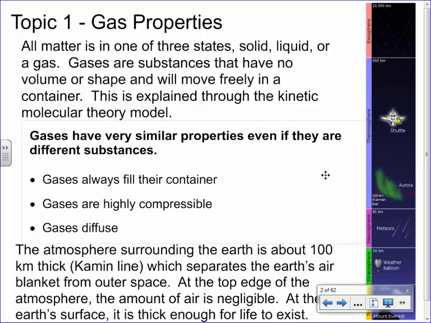The next largest component is oxygen. Oxygen gas. And as humans, we need oxygen gas because we breathe it, right? We intake oxygen, and what do we expel?